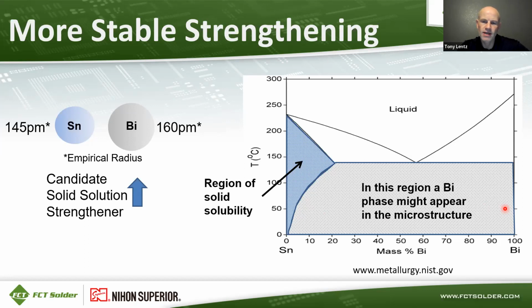So the idea here is we're trying to create high reliability solders that are stable over the life of the device. So particle strengthening or precipitate strengthening, we know to be unstable when put under certain thermal cycle tests, whereas anything that's dissolved in the solid solution of the tin matrix is going to be more stable over the life of that solder joint.